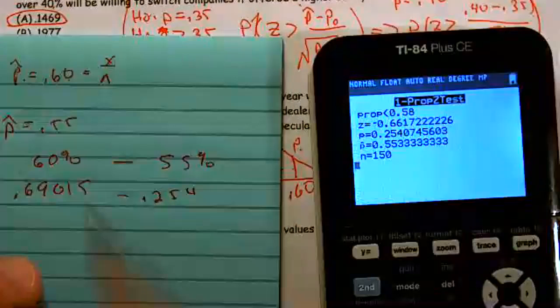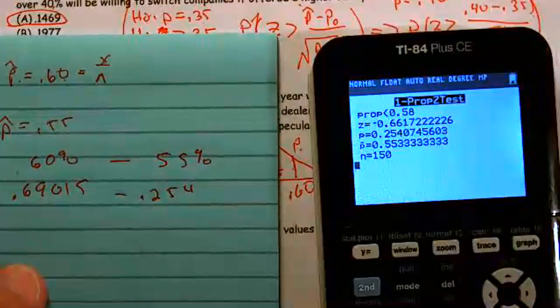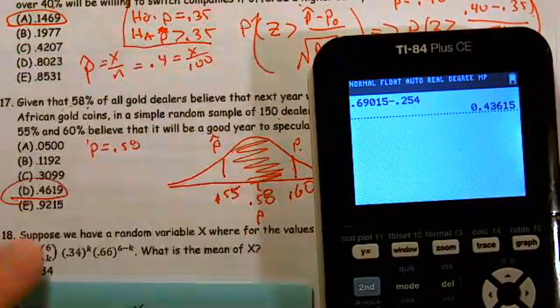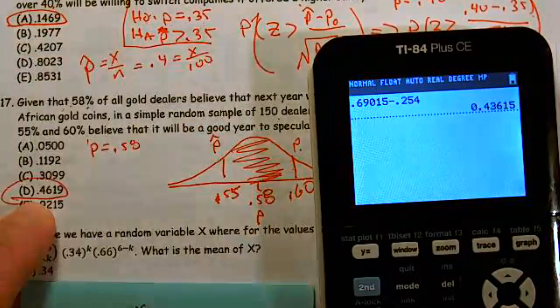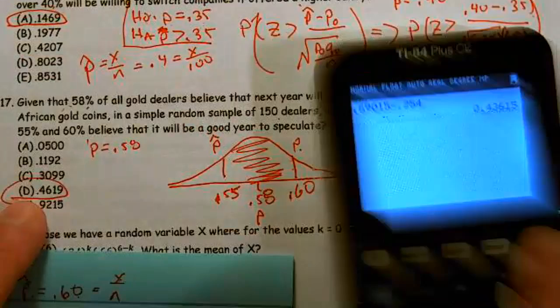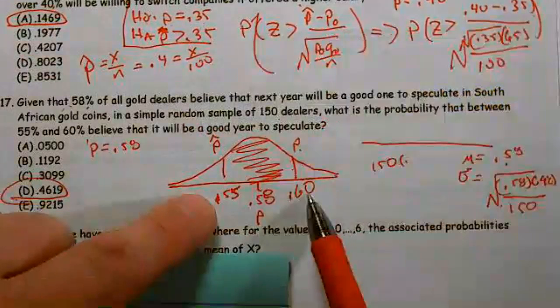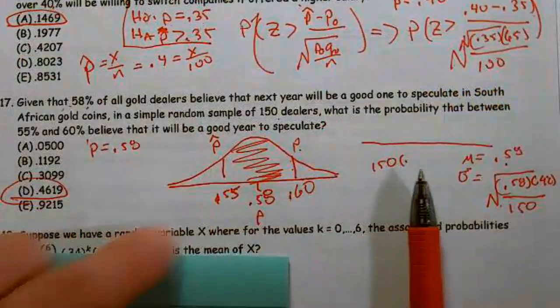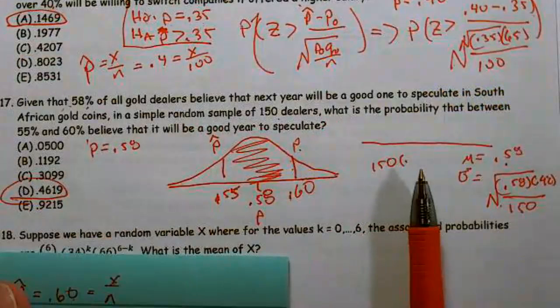Let's subtract these two, see how close we are. 0.69015 minus 0.254 is 0.436, so my closest value is 0.4619. All right, difficult problem, and I'm not sure of the best way. Hopefully the questions that I'll be asked will help clarify it.